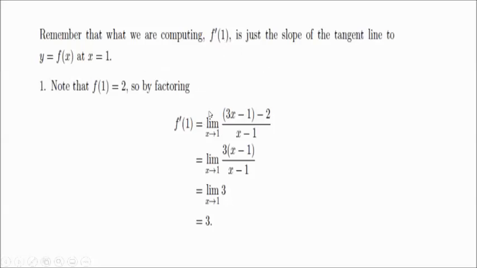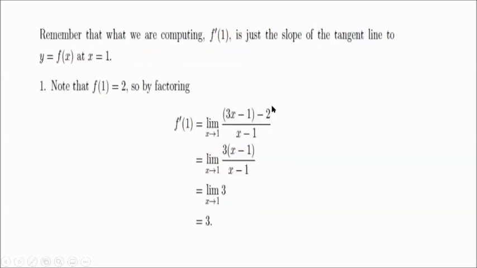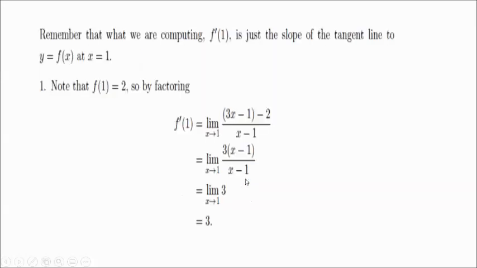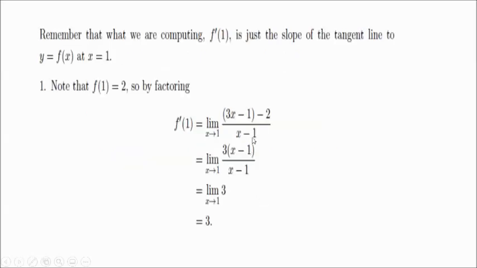So first, para hindi tayo mahirapan, class, kunin muna natin yung f of 1. Di ba kailangan yung f of 1 dito? Pag sinab, 3 times 1 is 3 minus 1, that is 2. So, 2. Yung f of x is yung mismong function lang, ito. And then minus 2, kasi 2 ito, di ba? Over x minus 1 as it is.